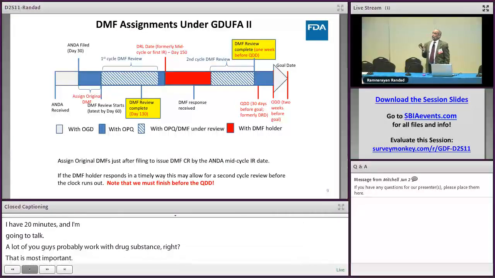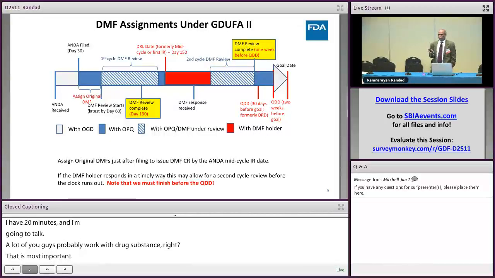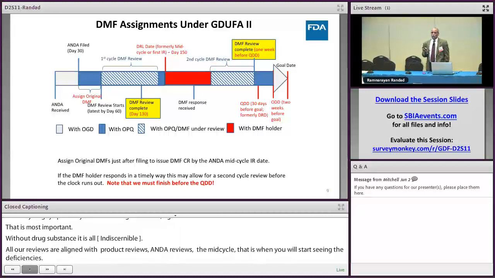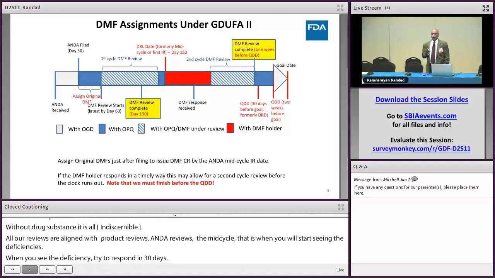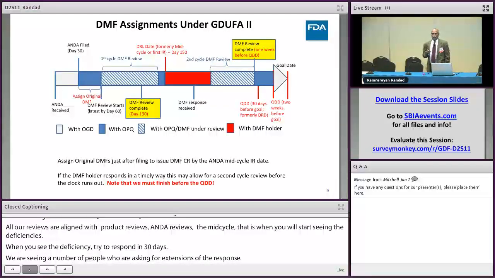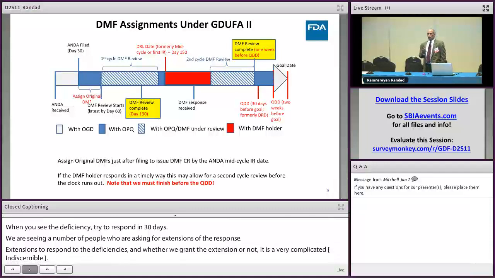So our reviews are aligned with drug product reviews or ANDA reviews. The mid-cycle, that is when you will start seeing the deficiencies. When you see the deficiency, try to respond in 30 days. We are seeing a number of people asking for an extension to respond to the deficiencies. And whether we grant the extension or not is very complicated math, and you can see why. Because our goal is to meet a QDD date, which is 5 weeks for DMF before the goal date.